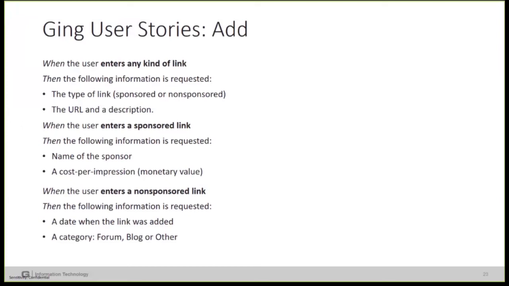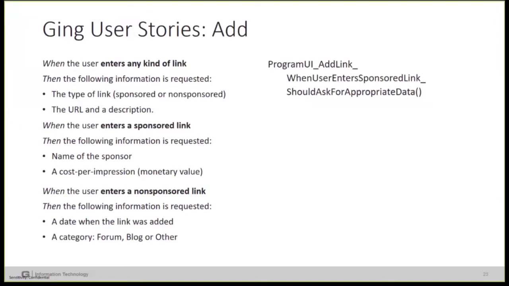Program UI add link. When the user adds a sponsored link, it should ask for the appropriate data. You might do the same thing for a non-sponsored link. It's better to specify, like not necessarily should ask for free, but should ask for name and cost. I wouldn't, because that could go on forever. So just keep it more generic.